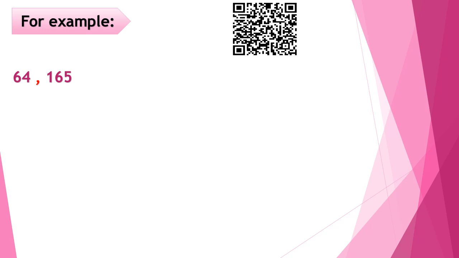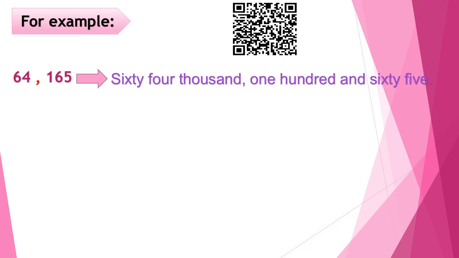For example, we have some numbers here and we want to read them and write them in word form. Here we have a 5-digit number. As we said before, count from the right, 1, 2, 3, and put a comma. Let's read from the left. In the thousand family, we have 64. Then we have a comma, so we say thousand. So 64,165. 64,165.